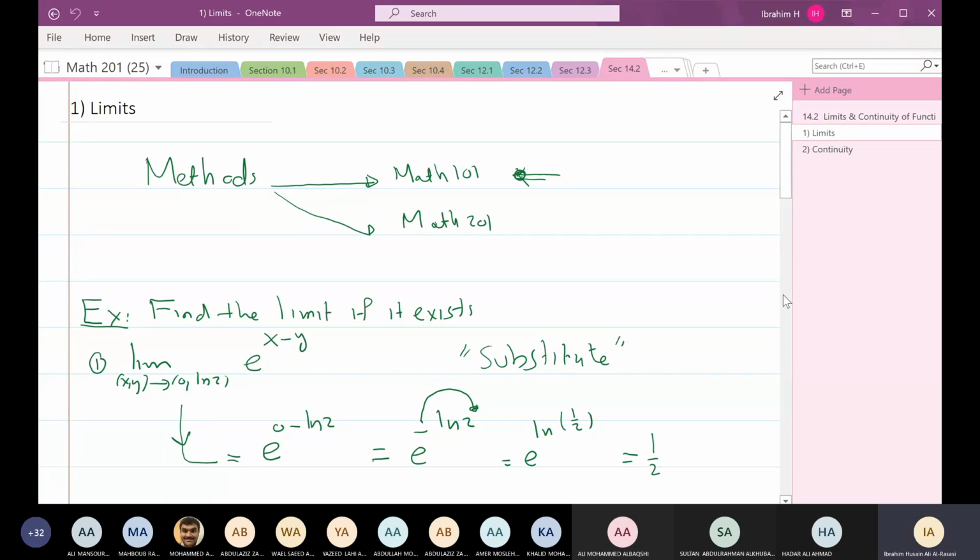This is part of the major. Yes, next week, this one only, section 14.2 only. Okay, so inshallah we continue next class.